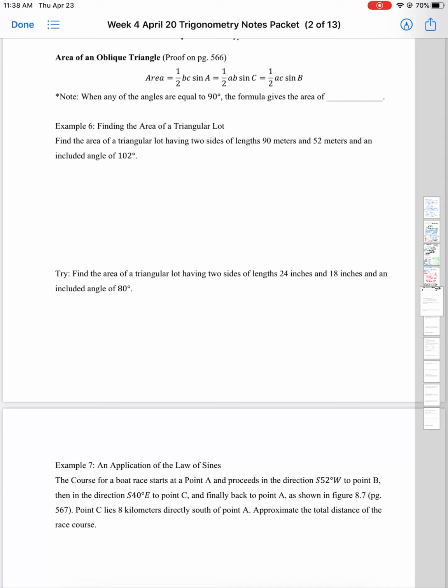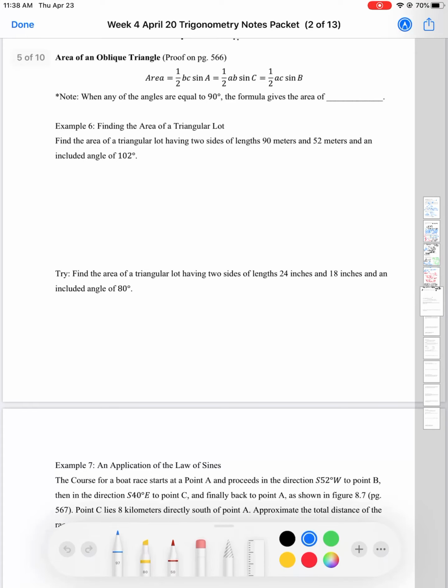Alrighty, let's go ahead and finish up 8.1 notes. So we're going to start out with area of an oblique triangle. We actually have three different equations for this. We have 1/2 BC sine A, 1/2 AB sine C, or 1/2 AC sine B. They're all going to give you the same thing. It's just you have to use what you have.